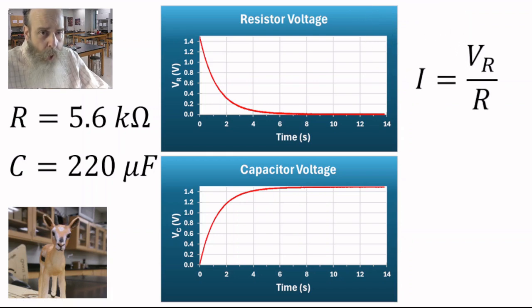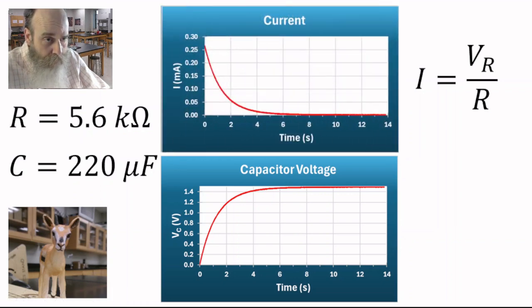If we use Ohm's law, we can find the current through the circuit. We apply Ohm's law to the resistor. The current is VR over R. So I divide the voltage across the resistor by 5.6 kiloohms. And this is what we get, the current through the circuit. The current starts at a high value and then falls to zero and remains constant.